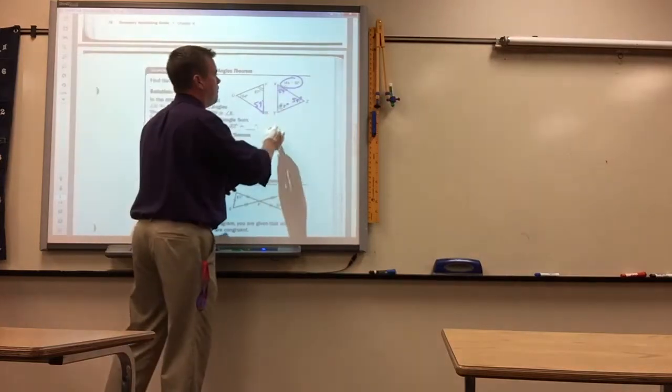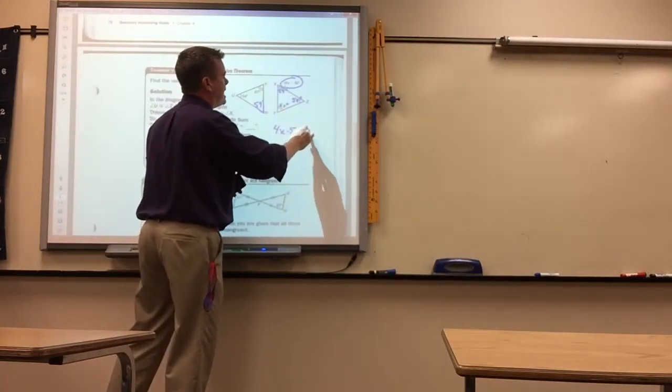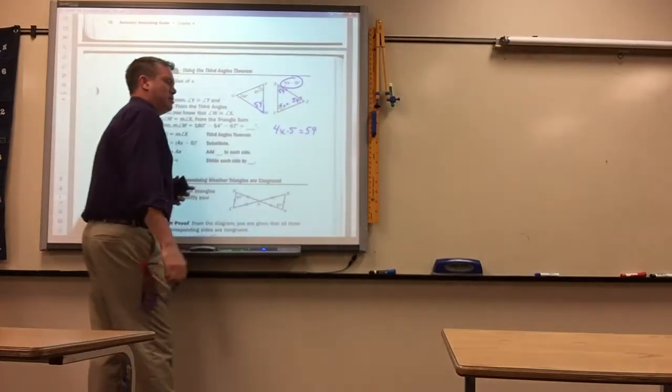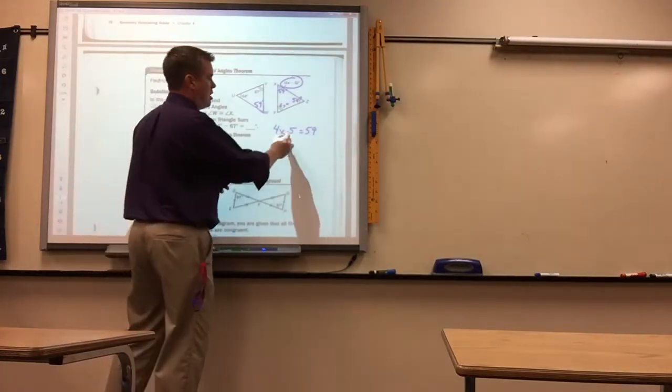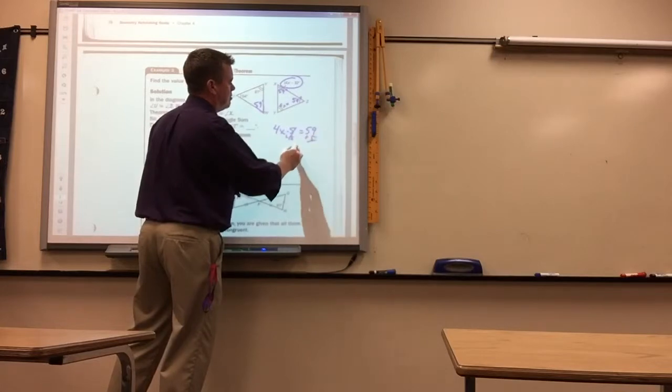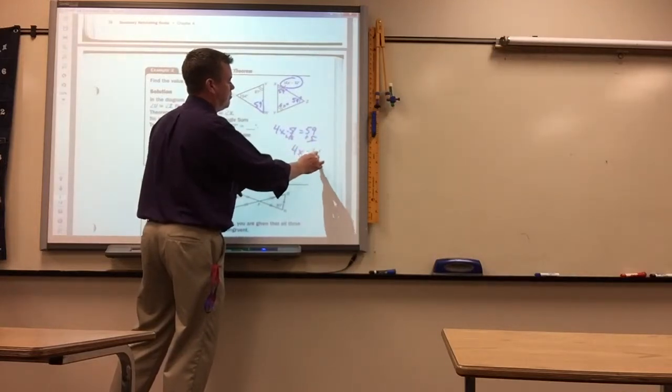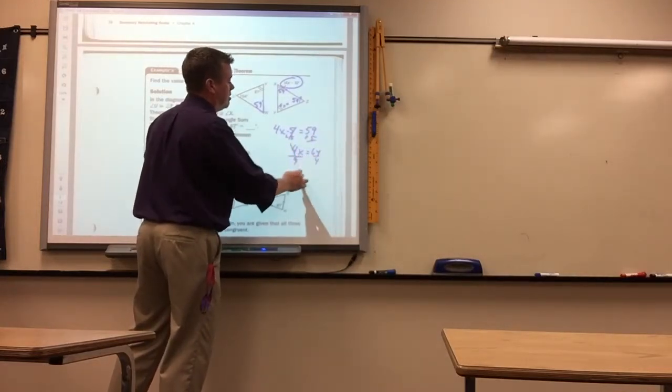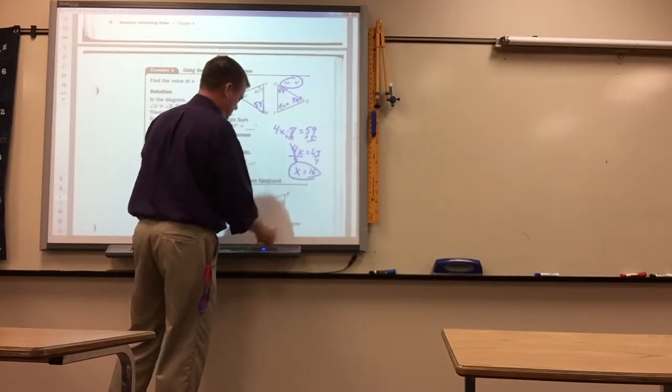Yep. So 4x minus 5 has to equal a 59 degree angle. So there's your equation, then you solve it. Add 5. Divide by 4, and you get 16.